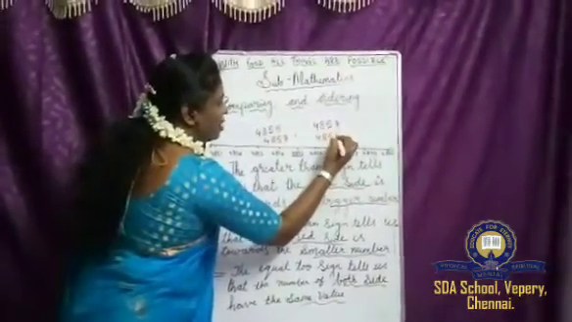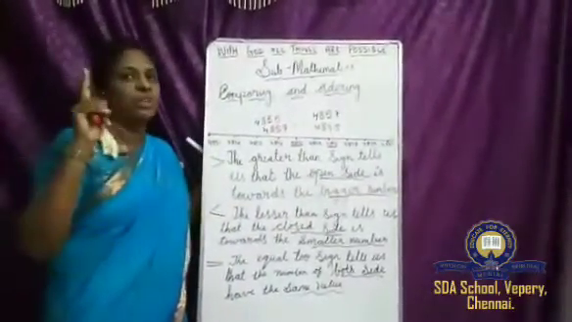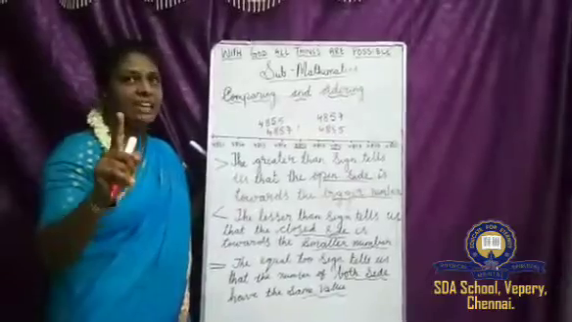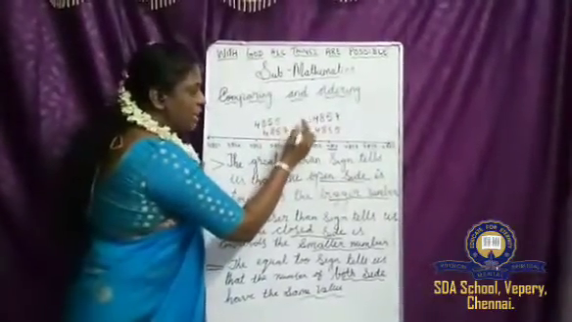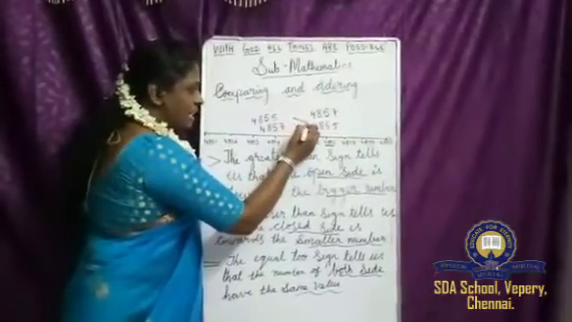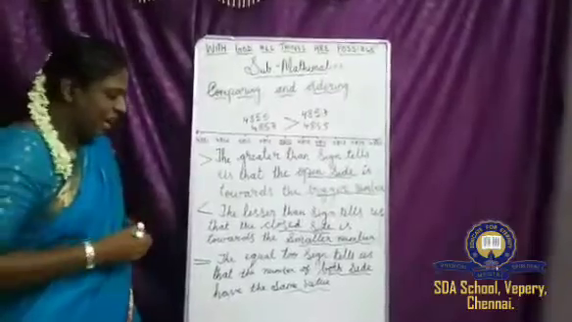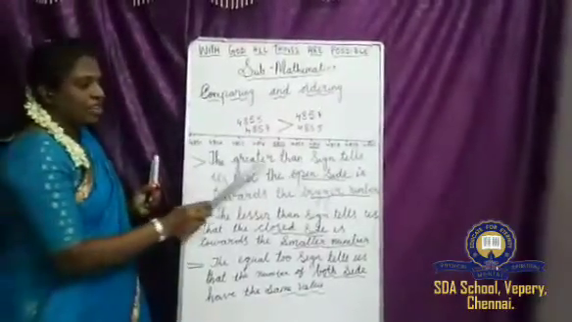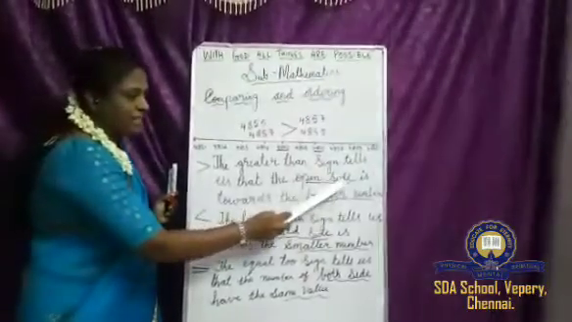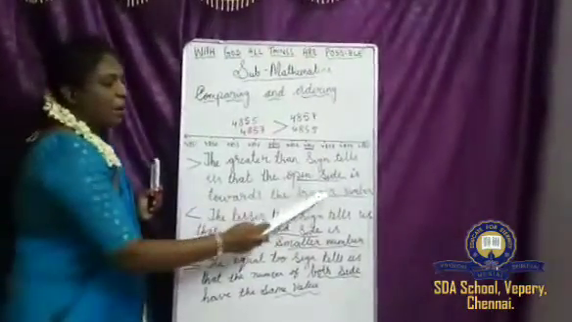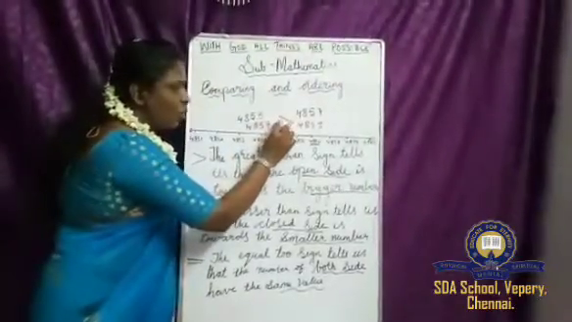4,855 is the smallest number. So you have three signs: greater than sign, lesser than sign and equal to. So this is greater, no? You will write the greater sign like this. The greater than sign tells us that the open side is towards the bigger number. What is open side? This is called open side.